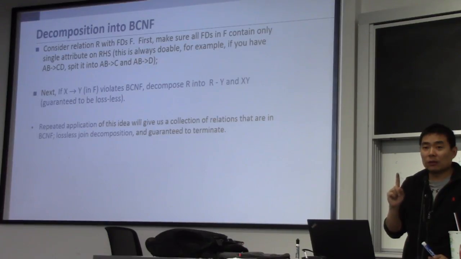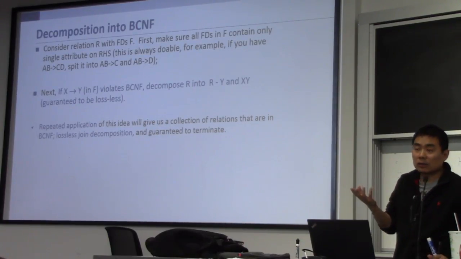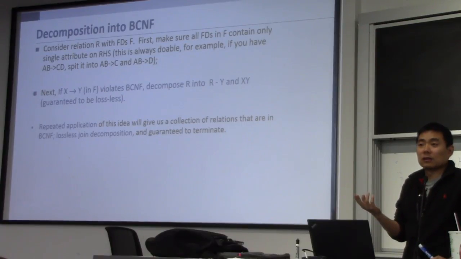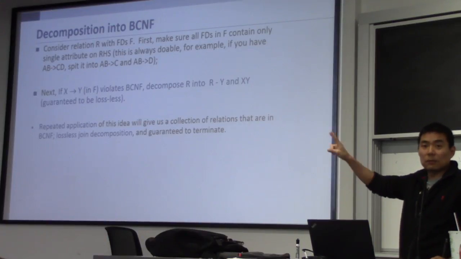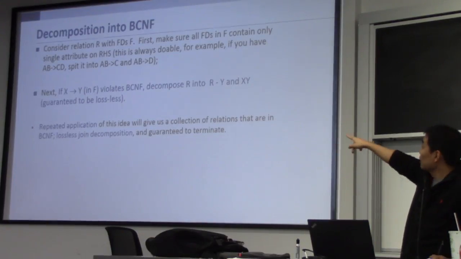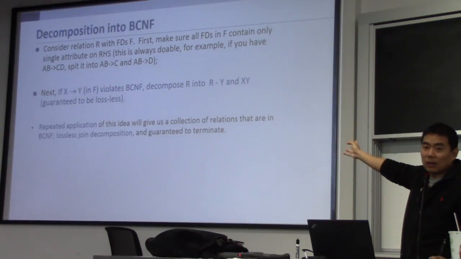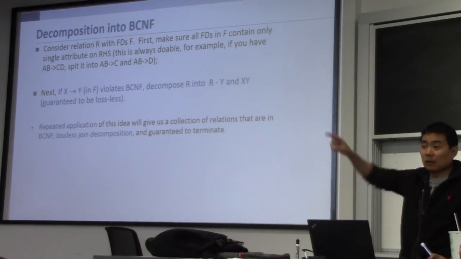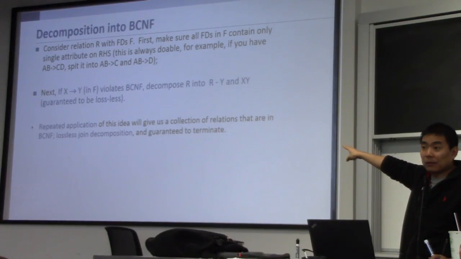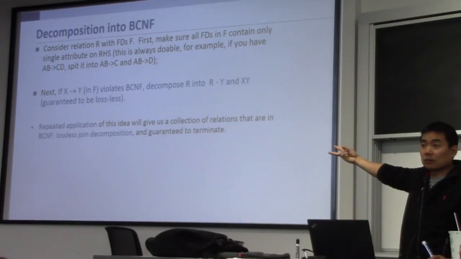Can someone tell me why this works? What we're essentially doing here? You're using the lemma. Yes, exactly. W determines Z, you decompose that into R minus Z and WZ. I'm just using the lemma here. No trick. Because you're using the lemma, what do you get? This decomposition is guaranteed to be lossless.